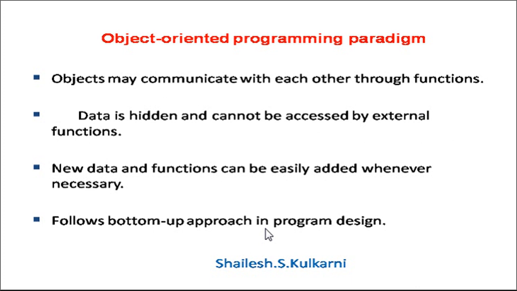So this is a comparison of procedure-oriented and object-oriented programming languages. The classic example of a procedure-oriented language is C programming, whereas the classic example of an object-oriented language is C++. We'll discuss some details about this in the next session.